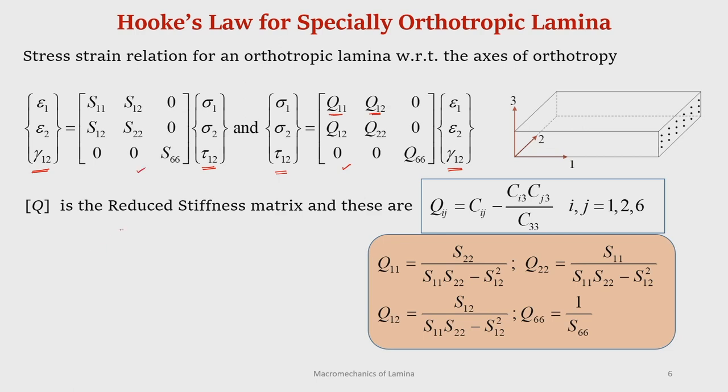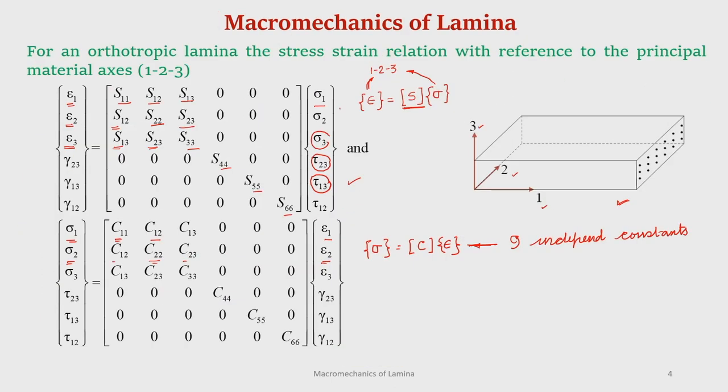This Q is known as the reduced stiffness matrix. Reduced means we have reduced it from the coefficients of the stiffness matrix in 3D to a two-dimensional stress-strain relationship, therefore it is the reduced stiffness matrix. And because Q can be written in terms of S, we can also write the relationship between the terms of the reduced stiffness matrix and the compliance matrix. So in short form, this is the Q matrix in terms of C, where i and j vary between 1 to 6. Why 1 to 6? Because these are the in-plane components sigma 1, sigma 2 and tau 12. Therefore 1,1, 1,2, 1,3, 1,4, 1,5, and only this 1,6 component is there.